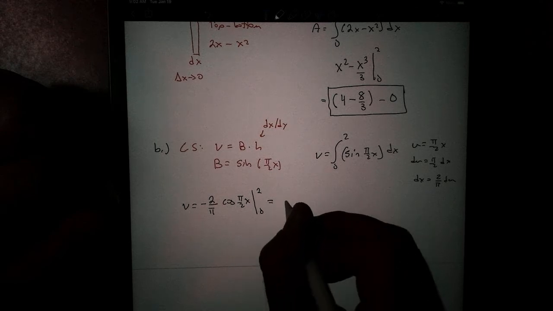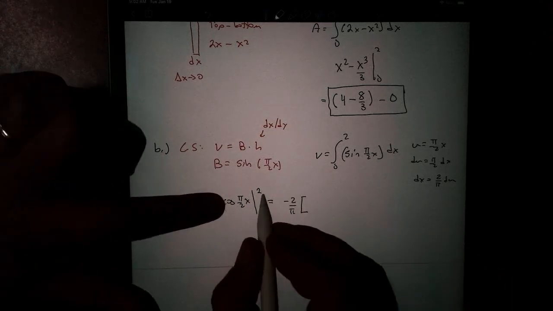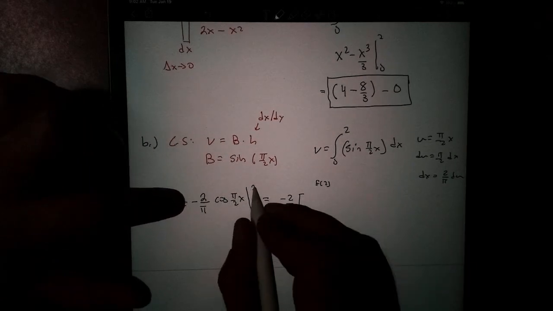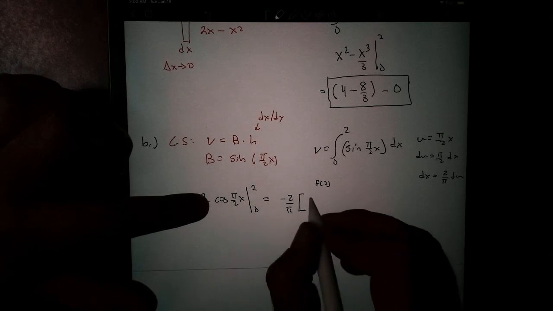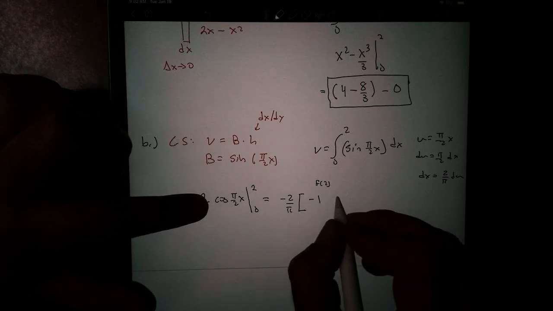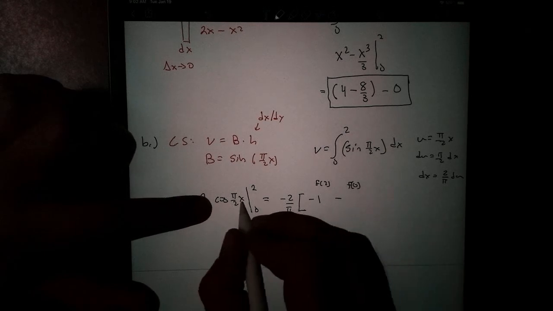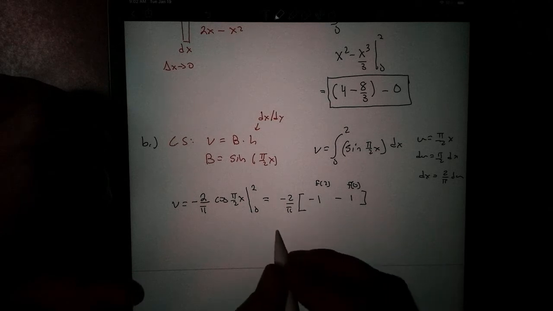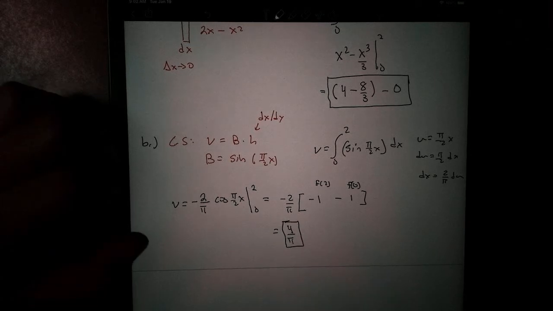Evaluating our integral, this negative 2 over pi is a constant, so I'm going to leave that outside. Plug in the 2, right? If I plug in 2, that becomes cosine of pi, which is negative 1, minus f of 0, that becomes cosine of 0, which is 1. And you can leave your answer like this, but if you want to be fancy, you would just get 4 over pi right there, and that would be the volume of that cross section.